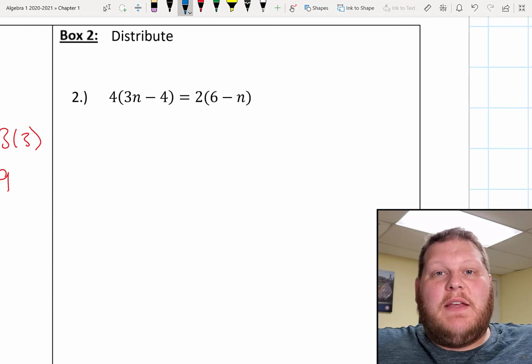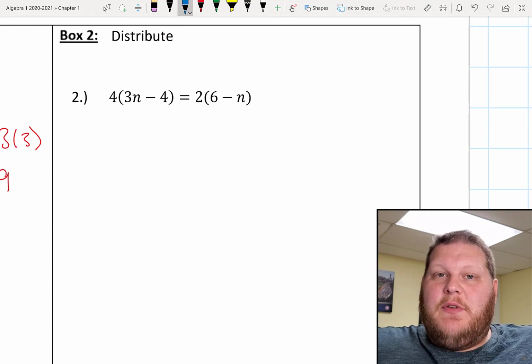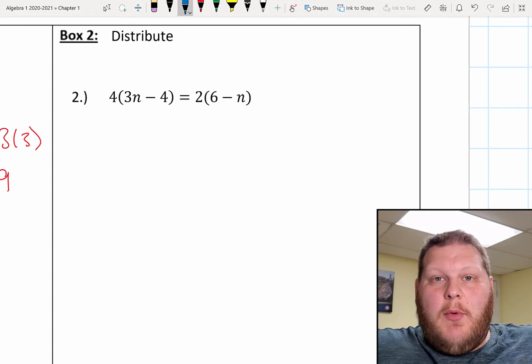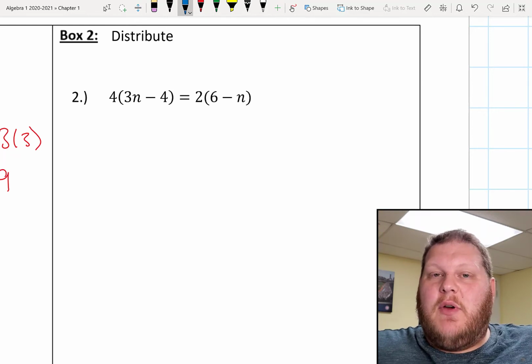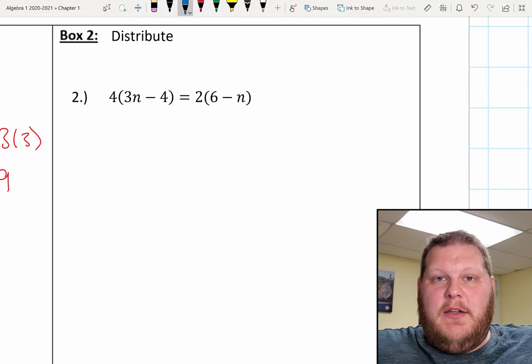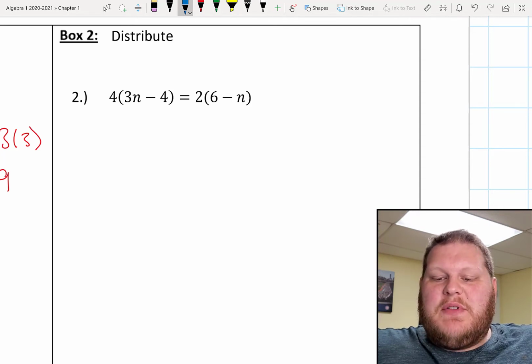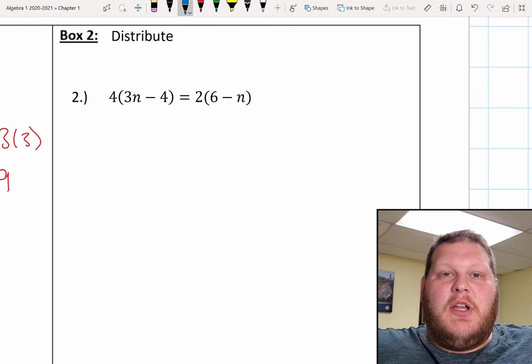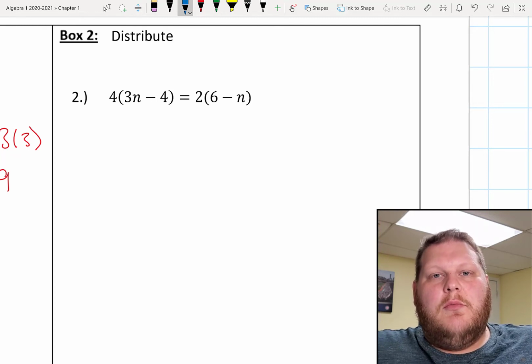All right, taking a look at box 2. Another possibility for an equation that we could come across is that both sides of my equation are not already simplified before I have to get my variables together. You can see here, both sides of my equation have a parenthesis with a coefficient out in front. So I'm going to start by distributing each of those two terms into my parentheses.